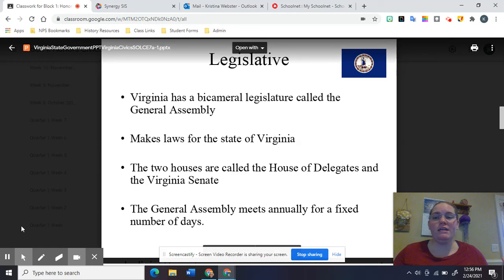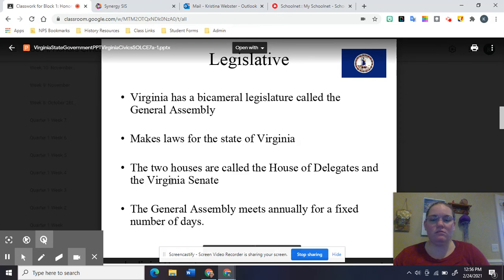So going forward, anytime we're talking about the General Assembly, we're talking about the Virginia General Assembly. Y'all, we got to start thinking in context. We're not talking about a broad General Assembly. We're not talking about the General Assembly of the UN. We're talking about the Virginia General Assembly because in class, we're studying Virginia state government.